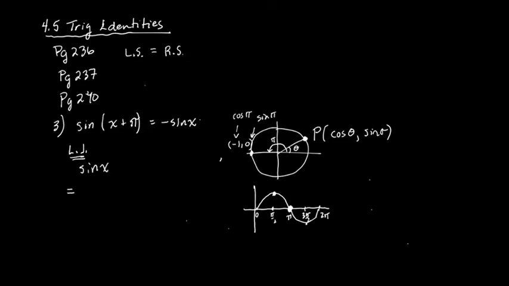The sine formula actually is sine x cos y. So in this case, sine x cos pi plus the cos of x and the sine of pi. And you can see that for yourself if you flip back to page 237. So now I've done the calculations already for cos pi, which I see is -1. And I've done the calculation for sine pi, which I see as 0.